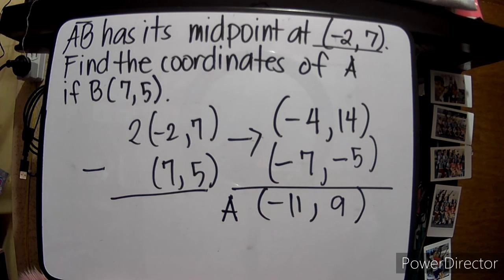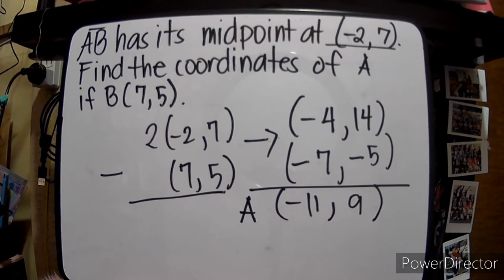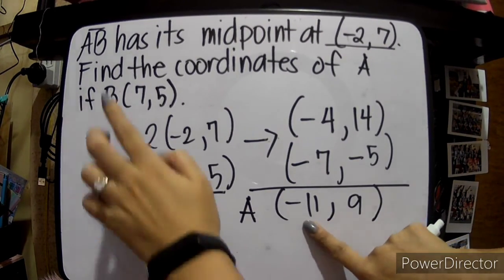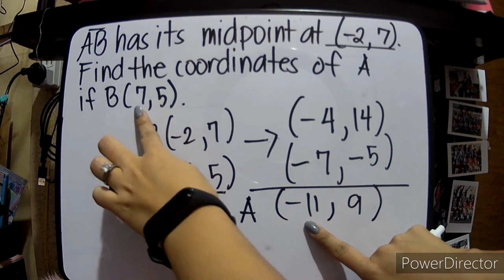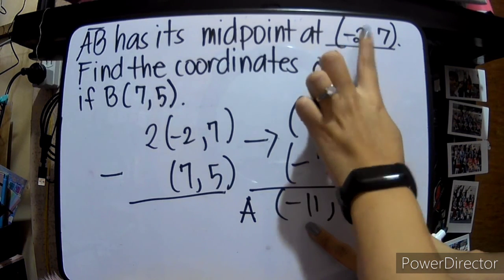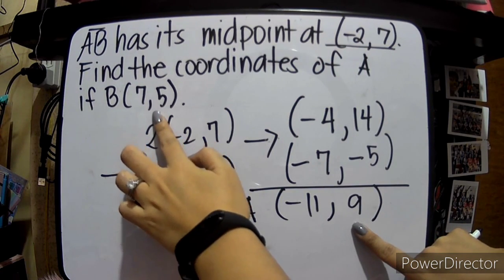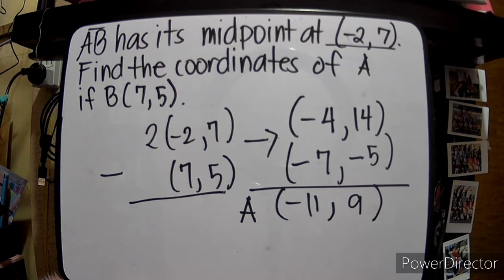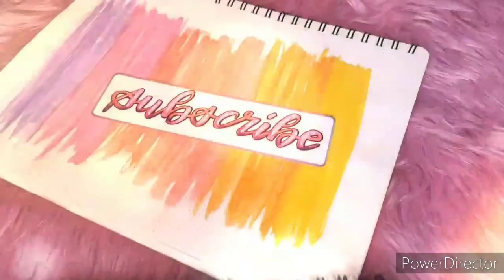And para i-check nyo nga ulit, negative 11 plus 7 will give us negative 4. Negative 4 divided by 2 will give us negative 2. Kasi ito yung midpoint. Then, 9 plus 5 will give us 14. 14 divided by 2 will give us 7. So, which means na yung endpoint na nakuha natin ay tama.